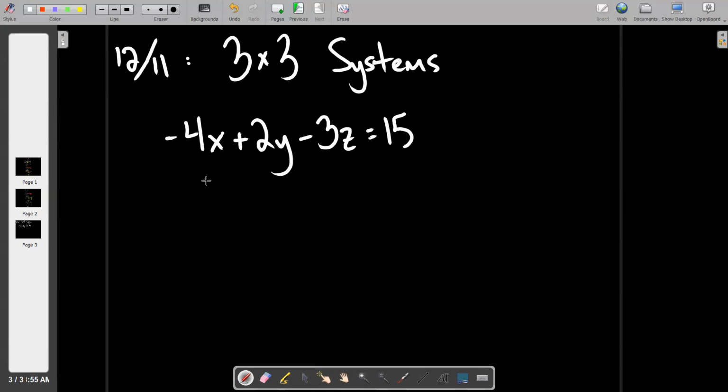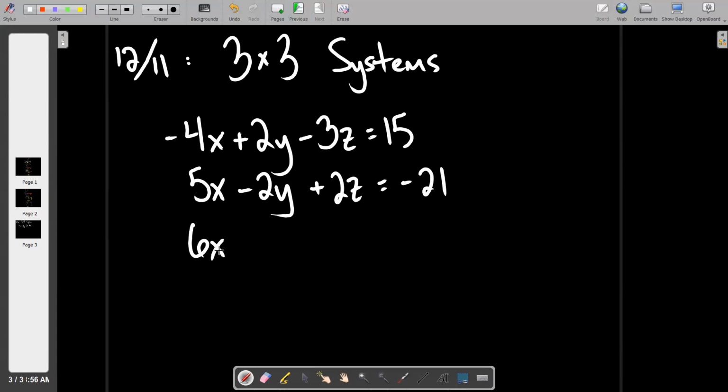So, all right, our second row is going to be 5x minus 2y plus 2z equals -21. I'll give you a second, make sure that you got that one accurately. And then our last one is here. So there's your first look at a triple system.